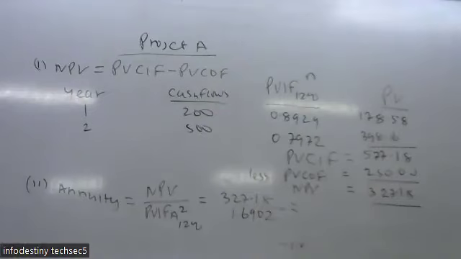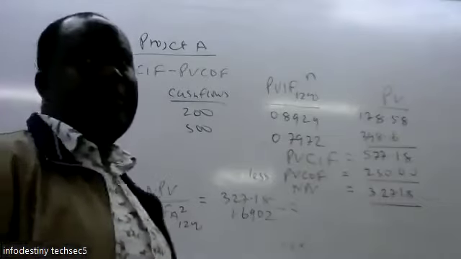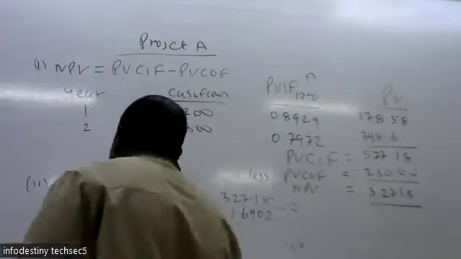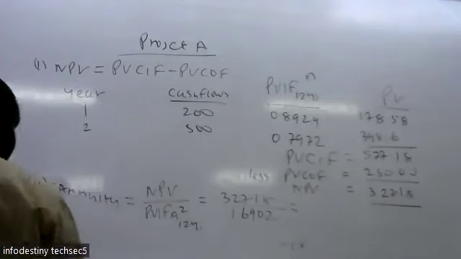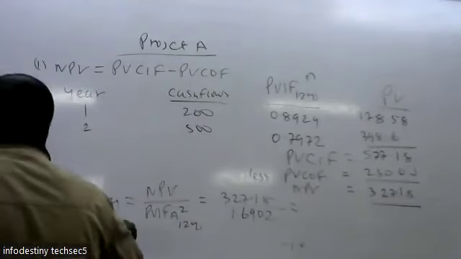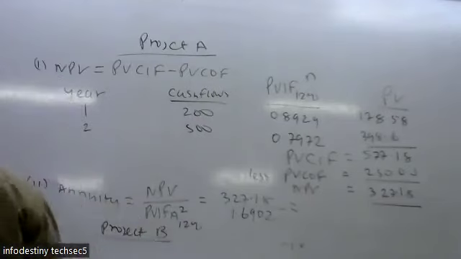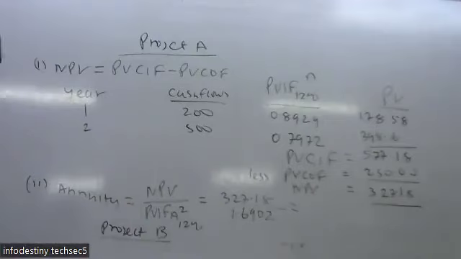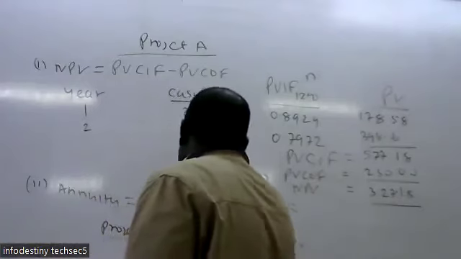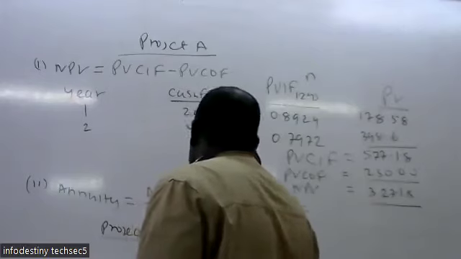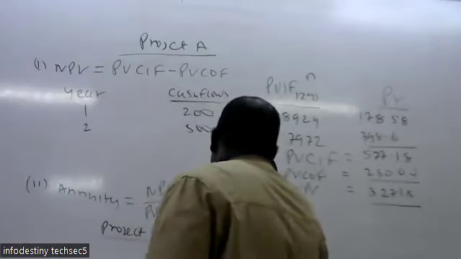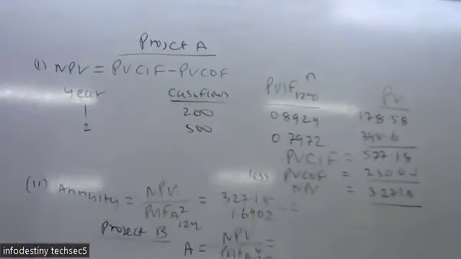For Project B, you already have the NPV because there was no replacement. So we still use the same NPV. So the annuity will simply be equal to NPV divided by present value interest factor for the annuity, 12% in year four. So what was the NPV for Project B?